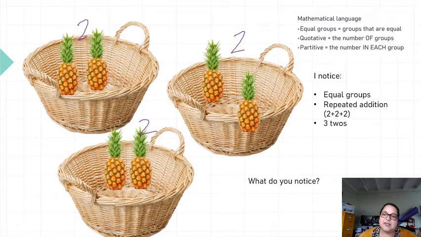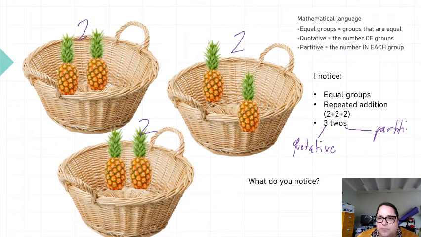Another thing I notice is that there are 3 2s. And can you see how I wrote this? I have my 3 written as a number. And then I have 2s as a word. And I've done that on purpose because each of these has very different jobs. My 3 is telling me the number of groups that I have. So it's quotative. And my 2s tell me the number in each group because there's 2 pineapples in each group. And it is partitive.